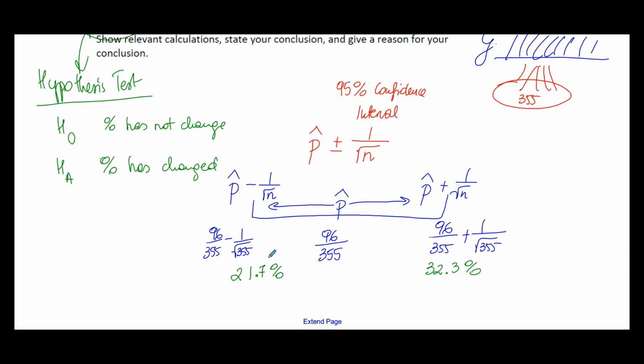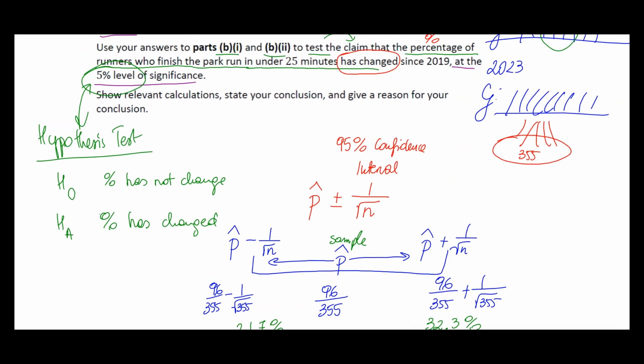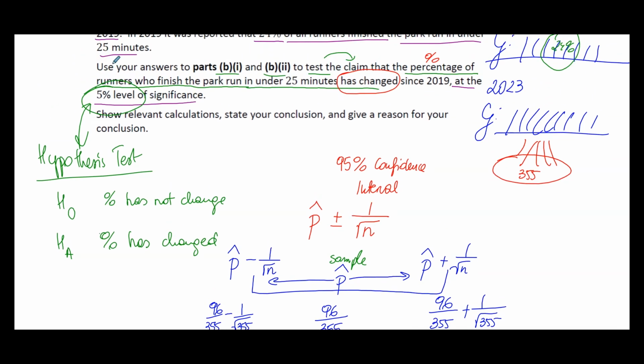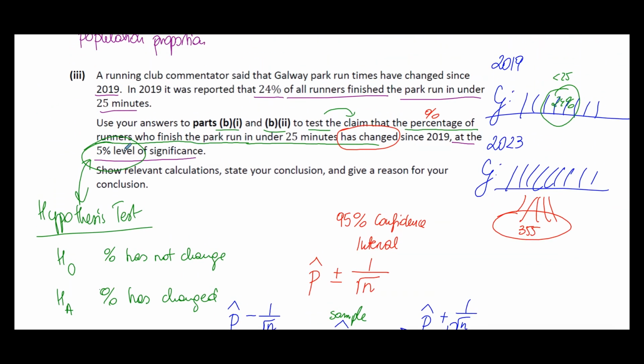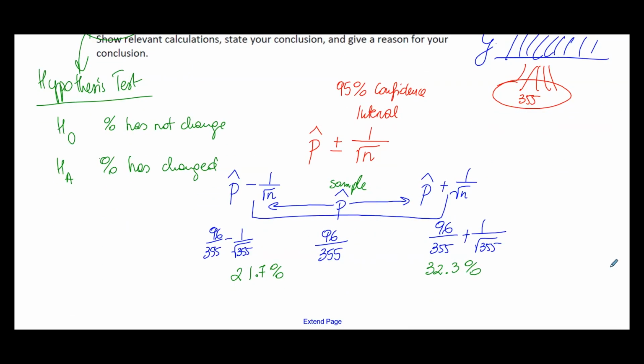Now we do the test. What are we testing? The population, because this is the sample. That's where we got those numbers. So what was the population percentage? Let's see, there it is, 24. So where is 24? It's somewhere in between. The 24% is between those two values.